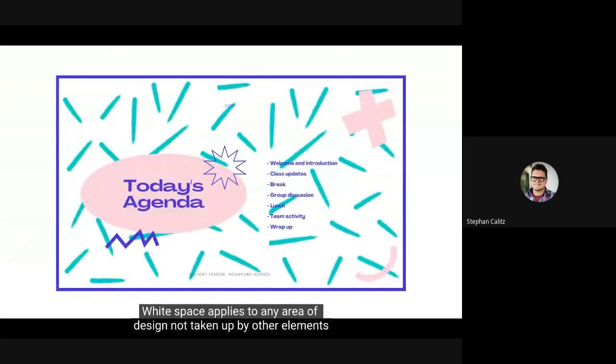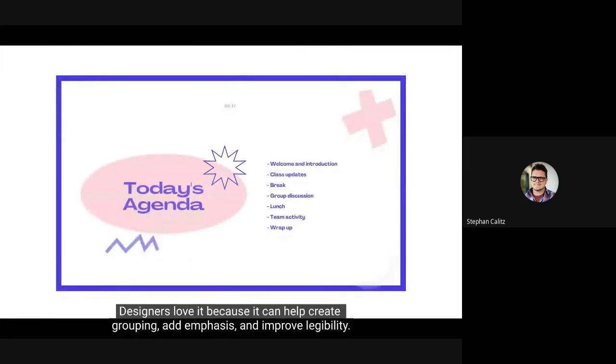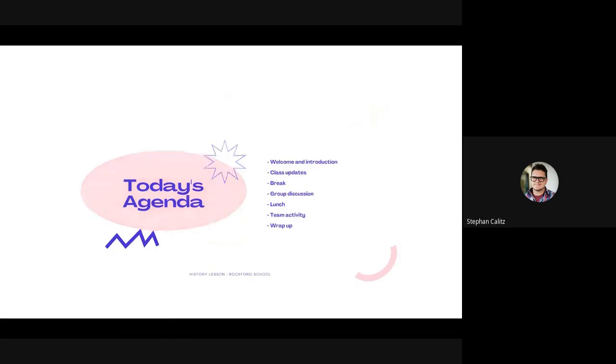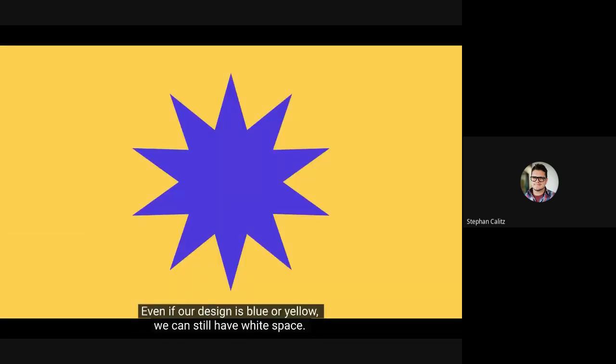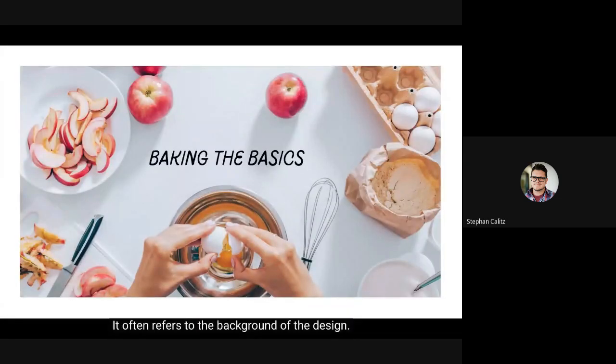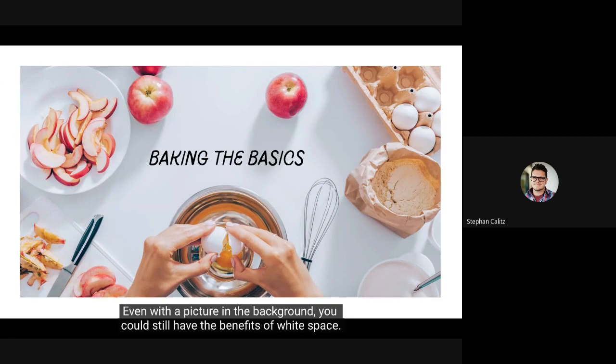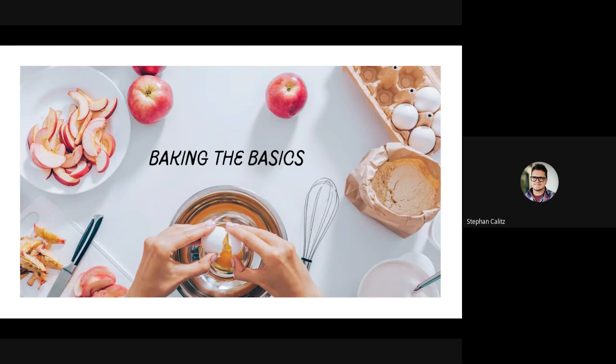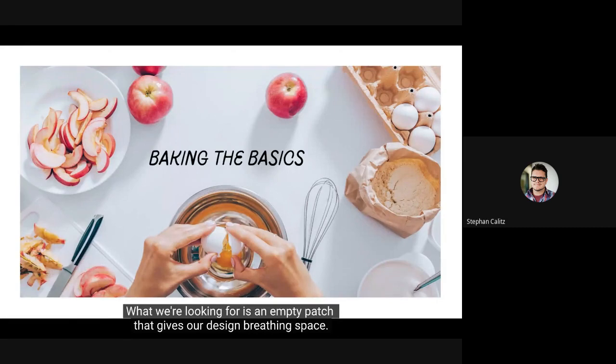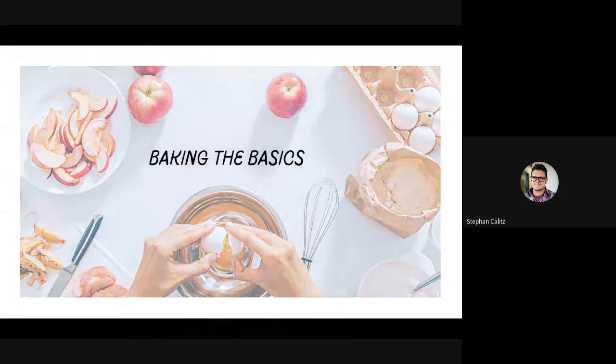White space applies to any area of design not taken up by other elements, such as text, photos, or illustrations. Designers love it because it can help create grouping, add emphasis, and improve legibility. Contrary to the name, white space doesn't just apply to the color white. Even if our design is blue or yellow, we can still have white space. It often refers to the background of the design. Even with a picture in the background, you could still have the benefits of white space. What we're looking for is an empty patch that gives our design breathing space.